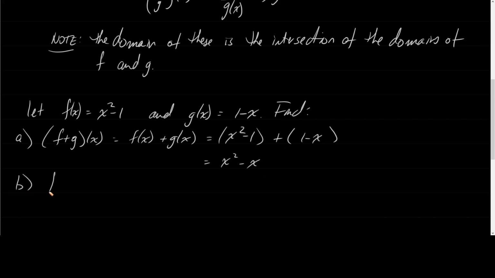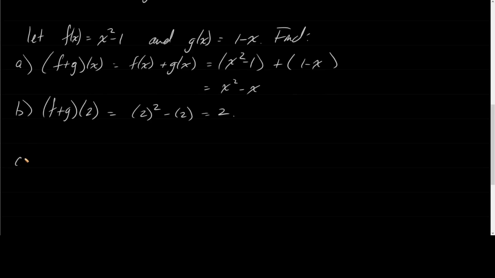So if I said, for example, what is f plus g of 2, we can just go ahead and plug it into the bottom part here, the simplified version. So we have 2 squared minus 2, which is 4 minus 2 is 2. All right.